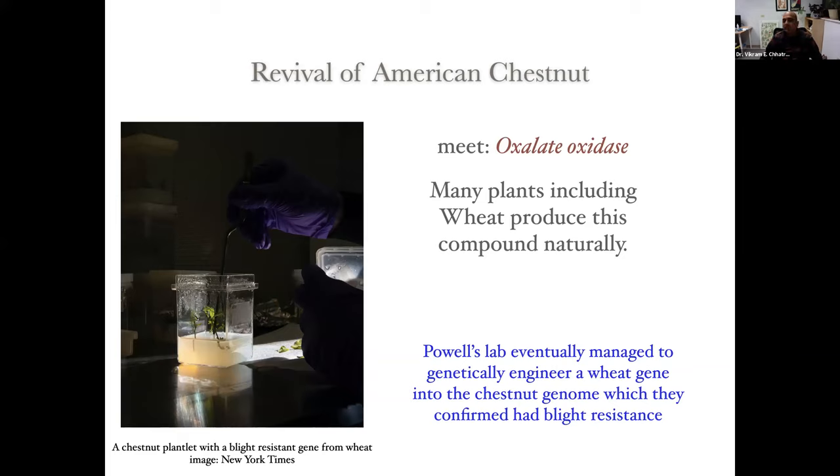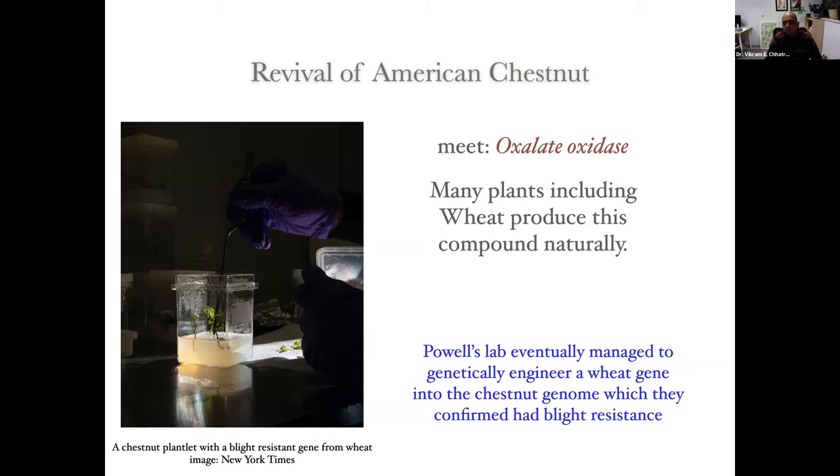And it took 2 decades for them to get that process working. But they eventually managed to genetically engineer that wheat gene producing this particular compound, which can confer resistance to the chestnut blight fungus in chestnut trees. And so eventually they were successful.